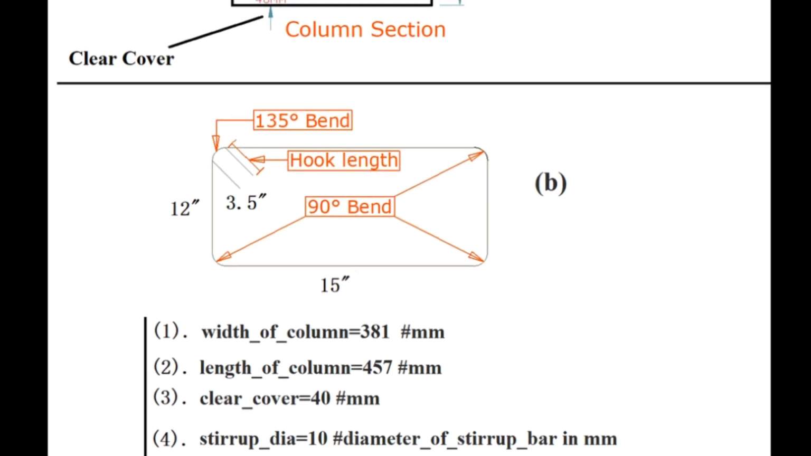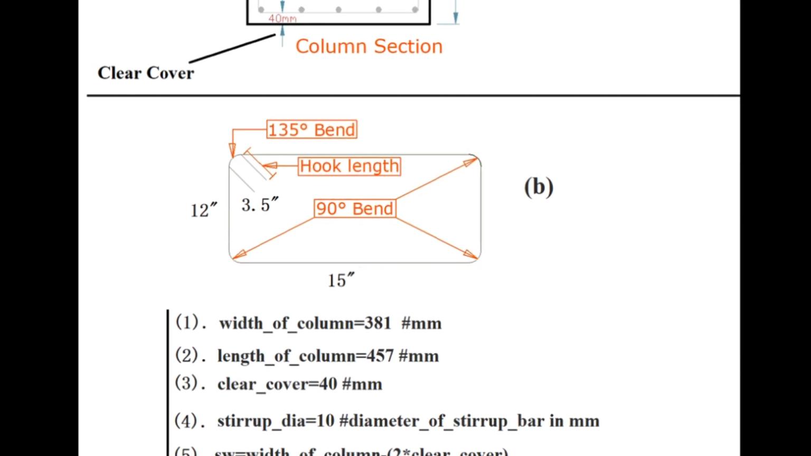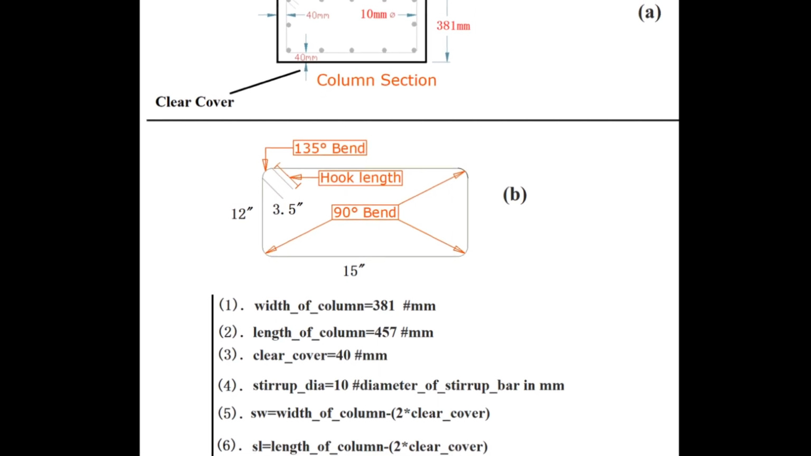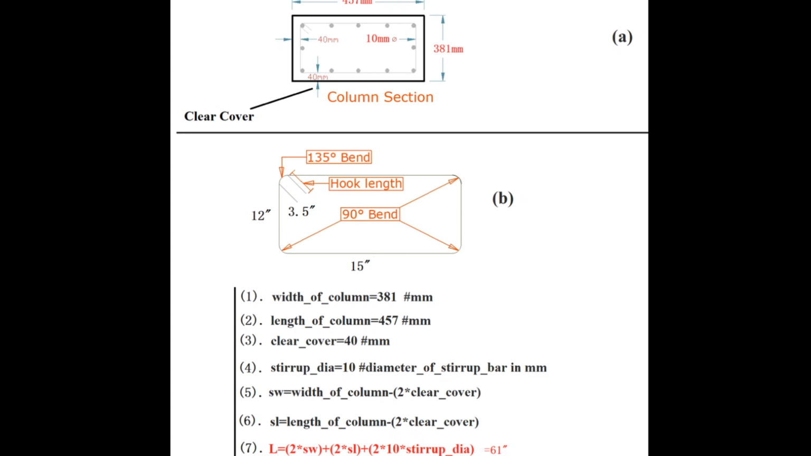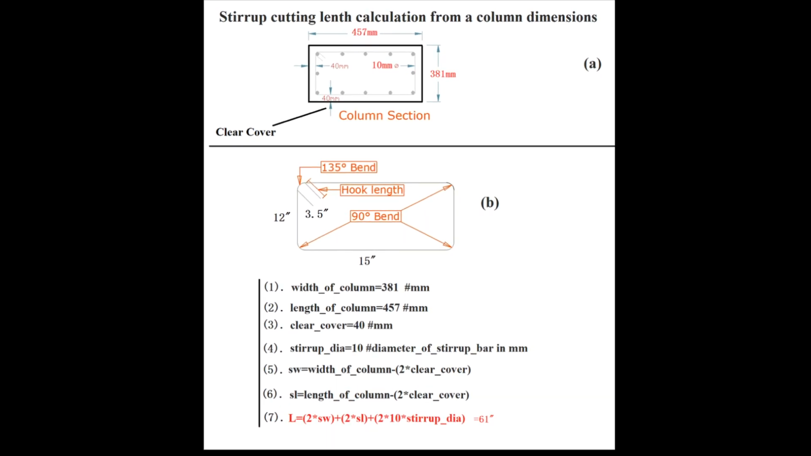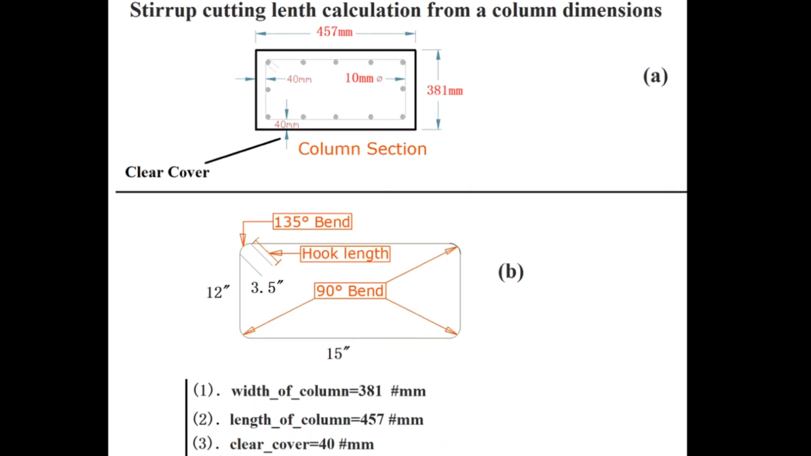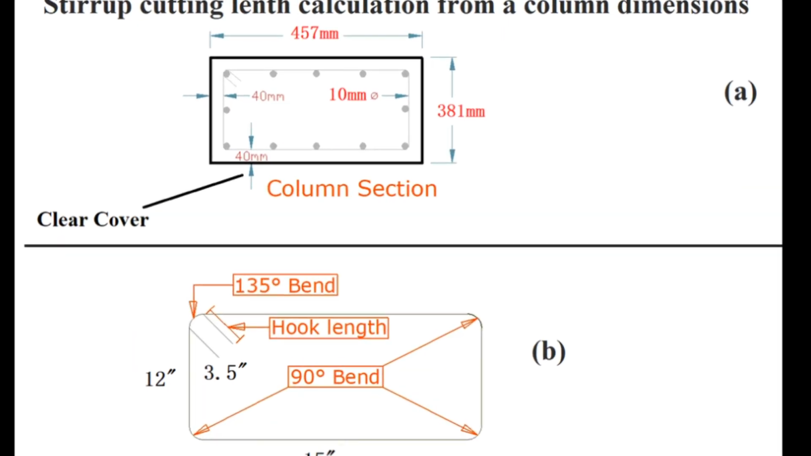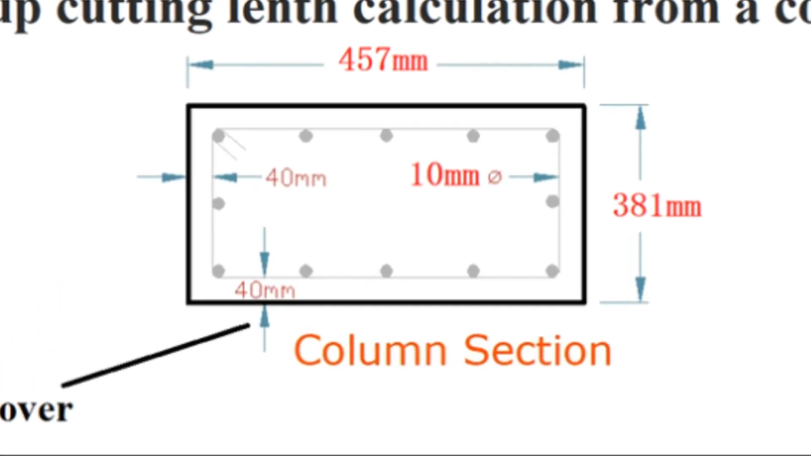In this video, we are going to talk about the cutting length calculation for a stirrup with a given dimension of the cross section of a column. So we have two parts in this figure, part A and part B. On the top in part A, the cross section of a column is shown where the dimensions of the column are 457 millimeter and 381 millimeter.